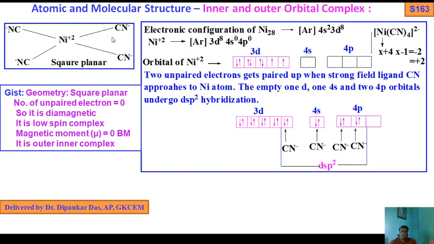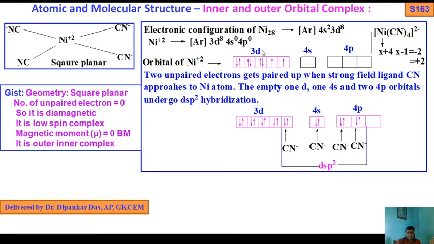Now the orbitals of Ni2+. In 3d we have 8 electrons: 1 2 3 4 5 6 7 8. We get 3 paired electrons and 2 unpaired electrons in the case of Ni2+. Now these 2 unpaired electrons get paired up again. Why? CN is a strong field ligand. Due to the strong field nature, the 2 unpaired electrons in the 3d orbital get paired up. So after pairing up, we have one vacant 3d orbital.